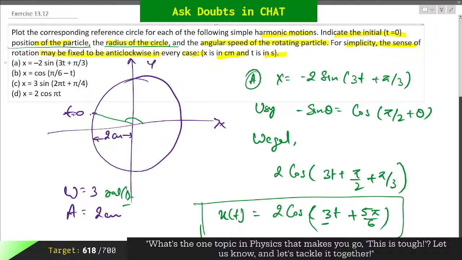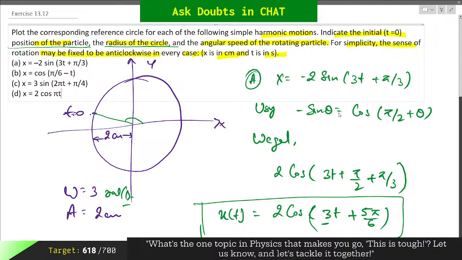And at t equals to 0, if we substitute t equals to 0, the position of the particle would be minus of 2 sine pi by 3, and sine pi by 3 is equals to root 3 by 2. So the position of the particle, we have to find it on the circle. I told you that whenever the projection of x has to be plotted, the convenient form to take is the cosine format.